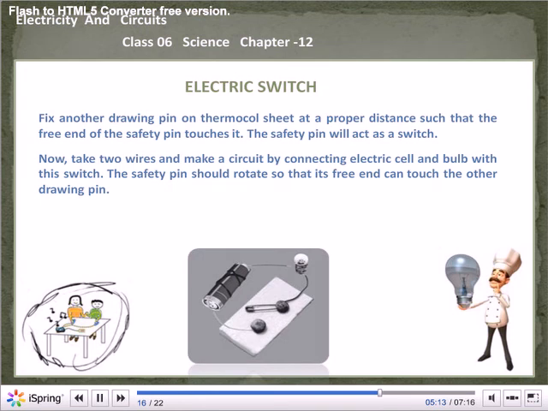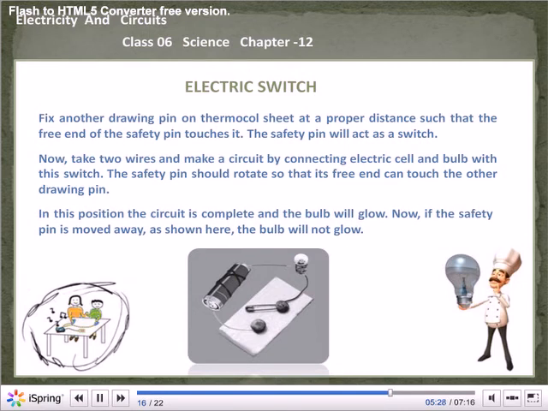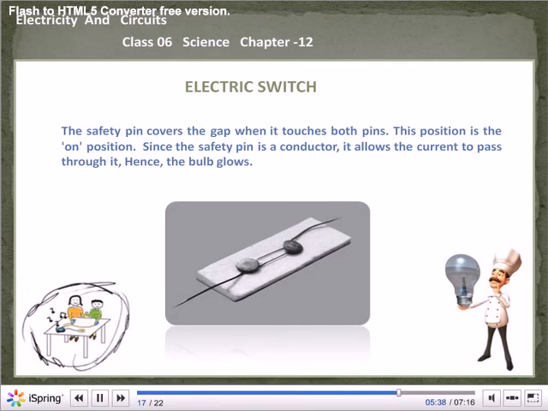Now, take two wires and make a circuit by connecting electric cell and bulb with this switch. The safety pin should rotate so that its free end can touch the other drawing pin. In this position, the circuit is complete and the bulb will glow. Now, if the safety pin is moved away as shown here, the bulb will not glow. The safety pin covers the gap when it touches both pins. This position is the on position.